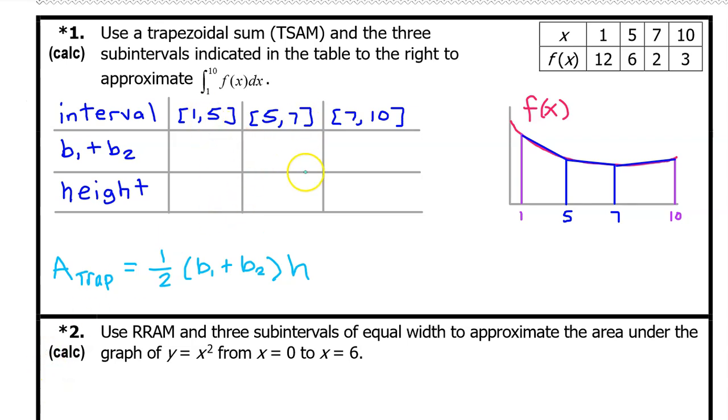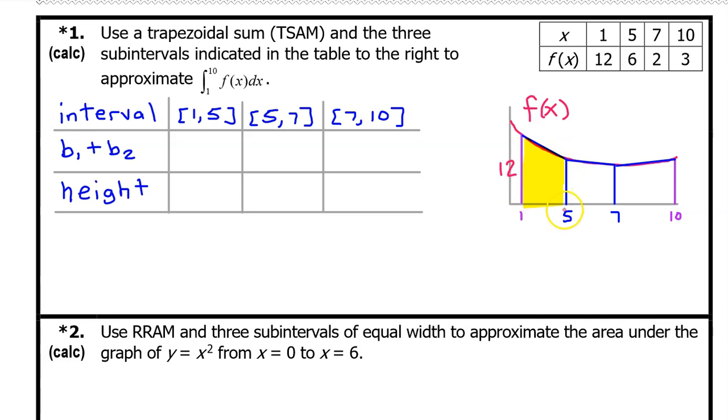I have a column for each interval indicated by the table, and since the area of a trapezoid is 1/2 base 1 plus base 2 times height, I need a row for base 1 plus base 2 and a row for the height. Focus on the first trapezoid. Base 1 and base 2 are the vertical sides. The length of base 1 will be the value of the function at 1. That's 12. So the length of this base is 12.